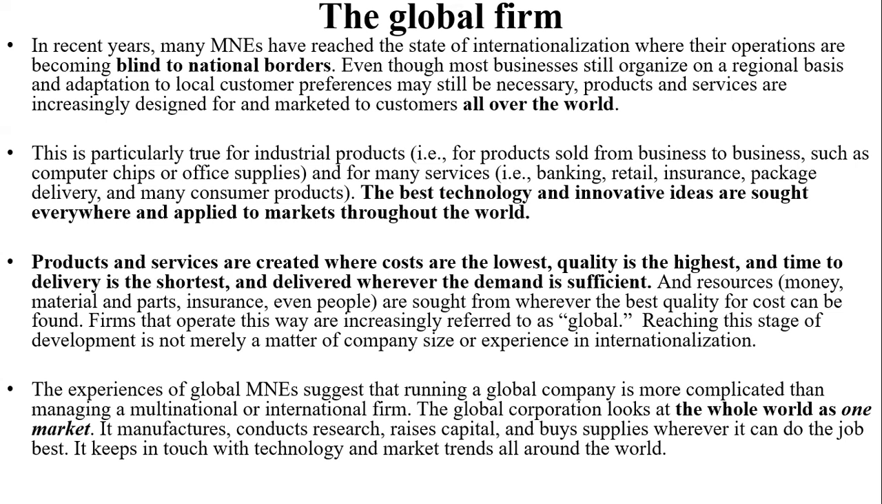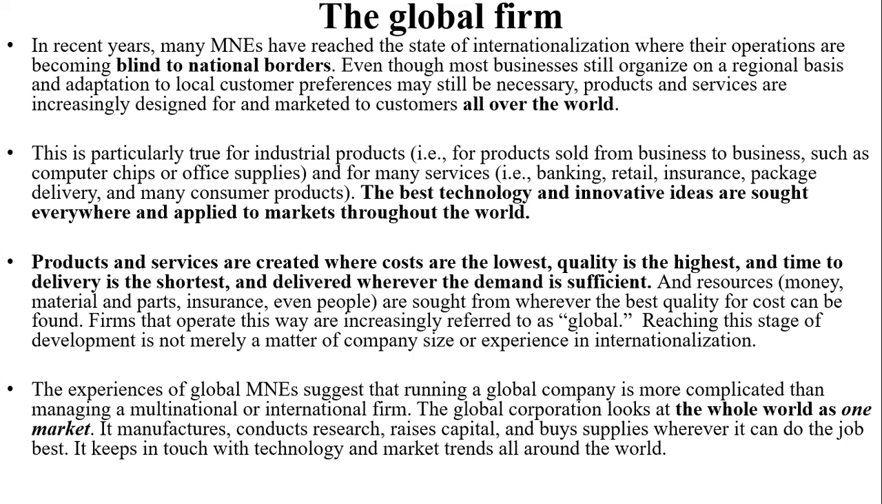The fourth stage in the internationalization of a firm can be characterized as a global firm. So what do we mean when we say a particular firm has evolved or metamorphosed to become a global firm? In recent years, many multinational enterprises have reached a stage in their internationalization where their operations are becoming blind to national borders. And even though most businesses still organize on a regional basis and adaptation to local customer preferences may still be necessary, products and services are increasingly becoming designed for and marketed to customers all over the world.